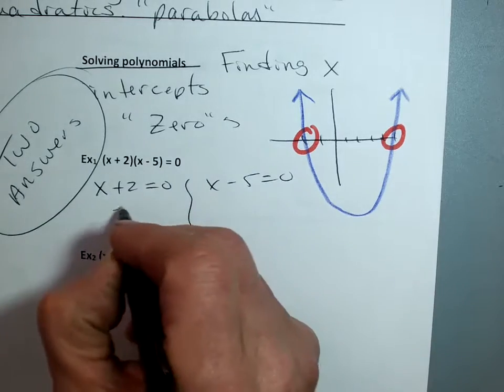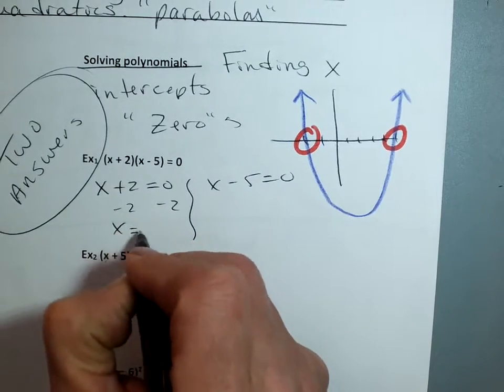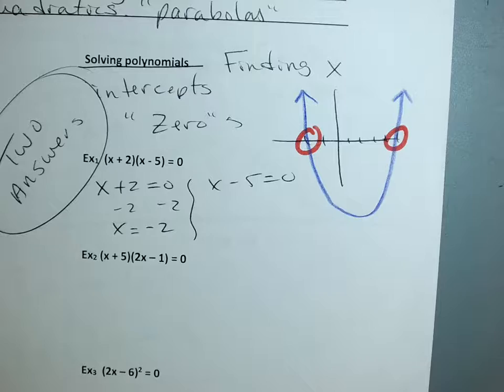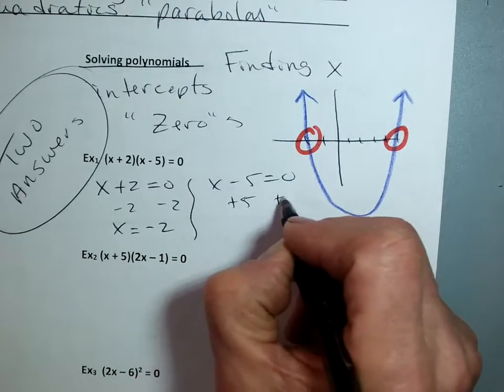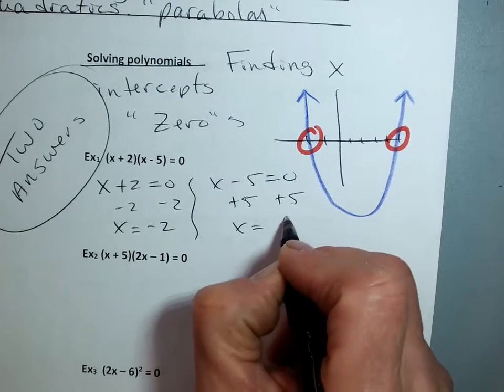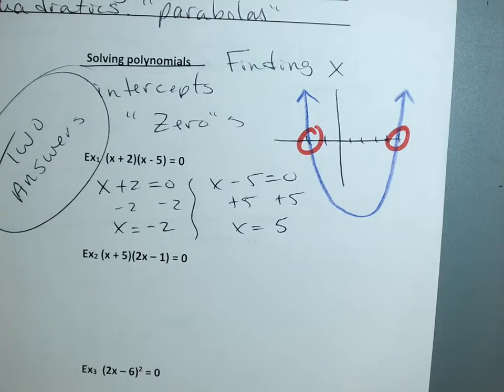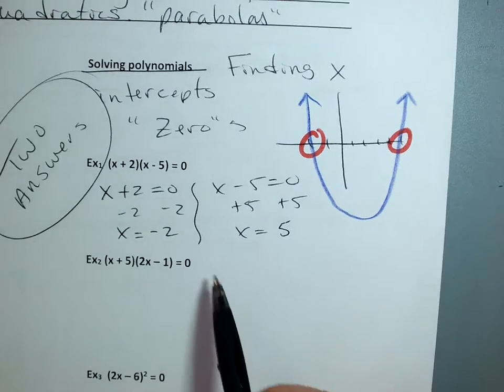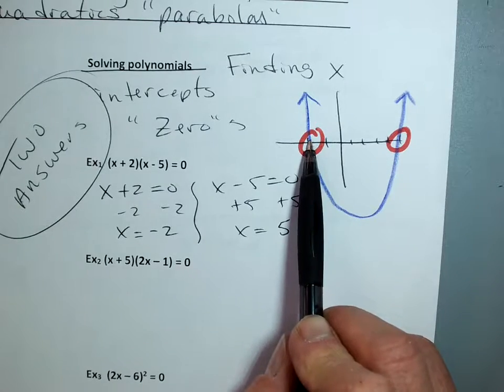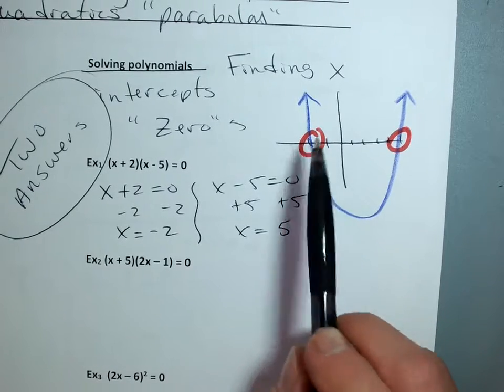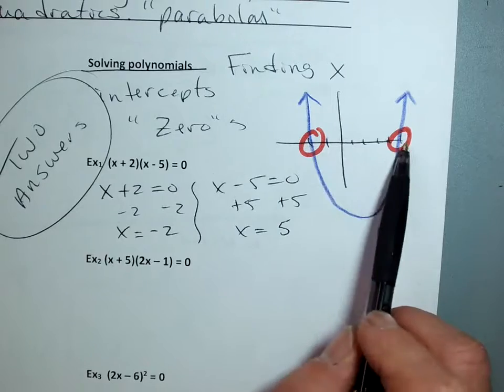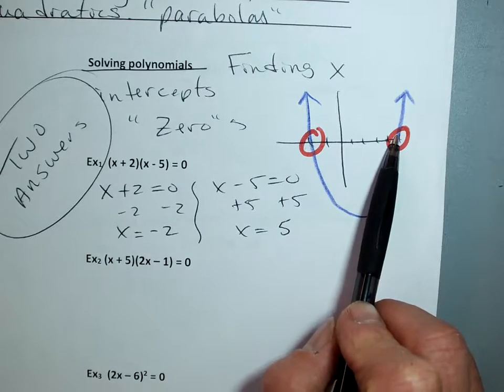Minus 2, x equals negative 2. And, hi Miss Hesse, plus 5, x equals 5. Now, easy, right? But what does it mean? Here, first of all, it is an x-intercept at negative 2, and it's an x-intercept at 5. Does that make sense? Now there's a bigger piece.